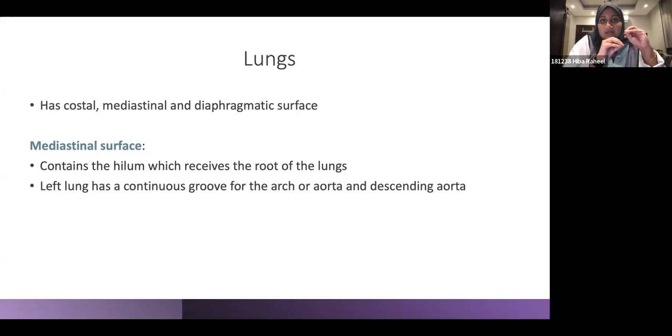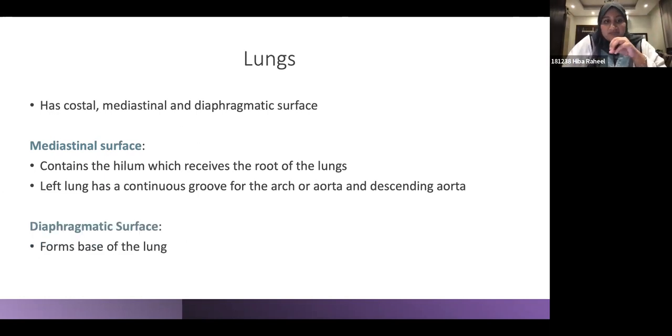The left lung has a continuous arch of aorta and descending aorta. I just showed you that in the picture, right? You saw a groove, an area, an impression for the aorta to go, right? It was against the left lung. That's the impression of the aorta.